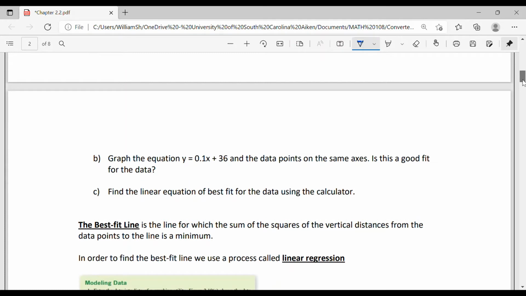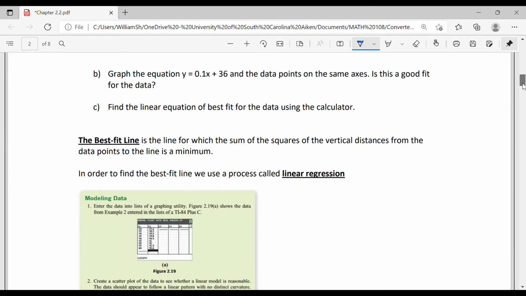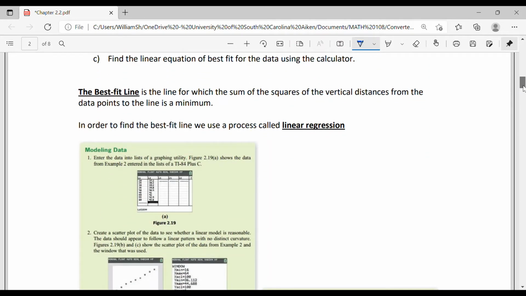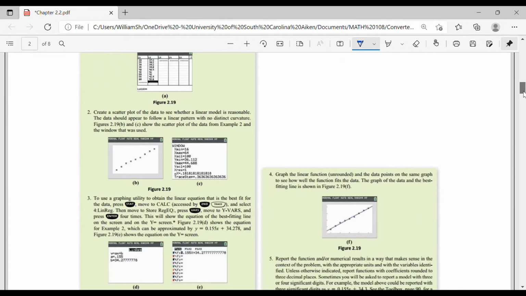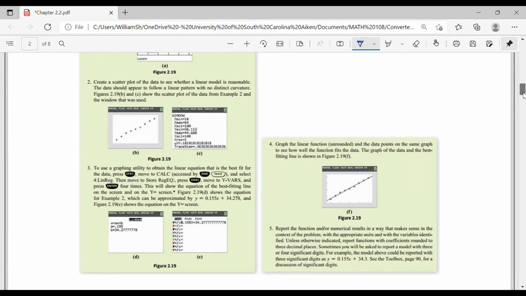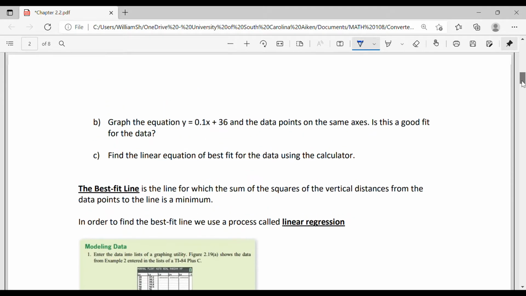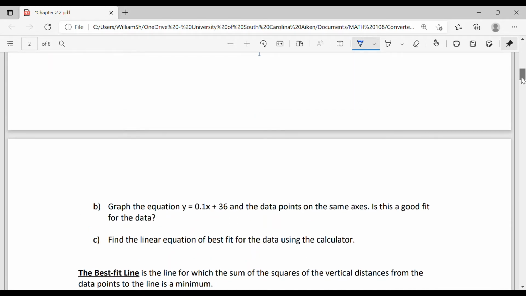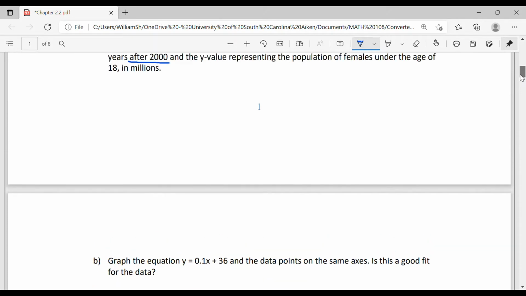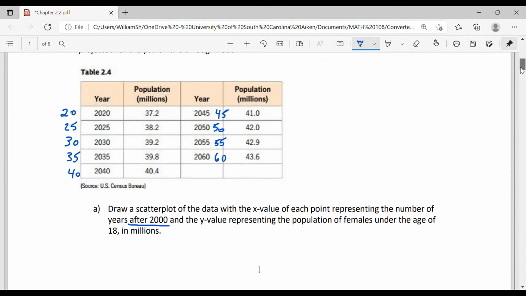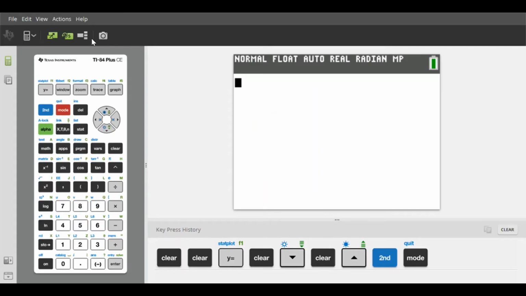But I also have how to enter a scatter plot and how to find the best fit line listed right here straight from the book for you in case you need to follow along with that. Sometimes it's easier for people to follow along with it written out than it is to watch it in front of your face, but I'm going to give you both. So let's go over to the calculator real quick. We're going to put in this scatter plot we've got right here, and we're going to put in that line they gave us, see if it's a good fit, and then we're going to find the best fit line on the calculator. So follow me on over there.